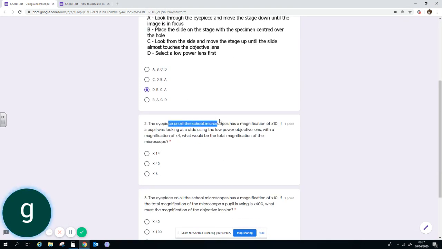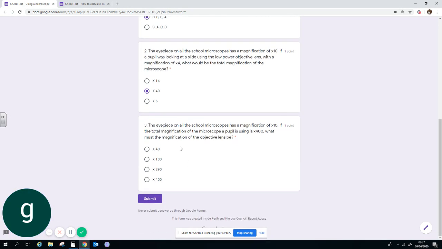The eyepiece on all school microscopes has 10 times magnification. If your pupil was looking at a slide low powered with magnification of times 4, what is the overall magnification? We've talked about this, it's times 4 times 10, so that's 40, not 14. The eyepiece on a school microscope is times 10 again. If the total magnification is 400, what must the objective lens be? So in this case, instead of multiplying two numbers together, the 10 and the 4, we're trying to work out what have you multiplied by 10 to get 400. So the answer is 40, because 400 divided by 10 gives you 40.